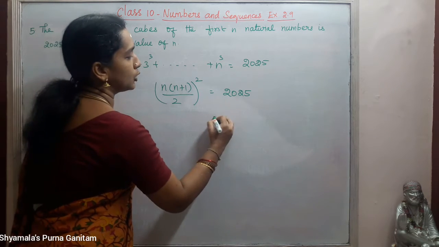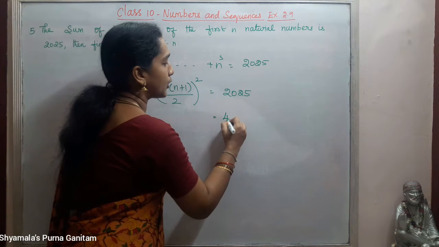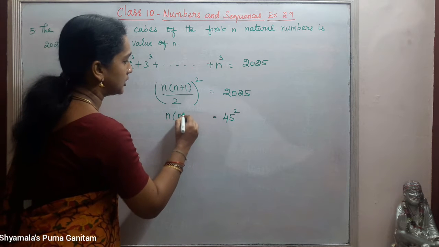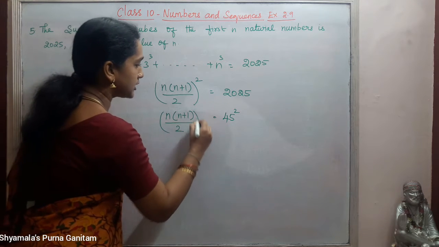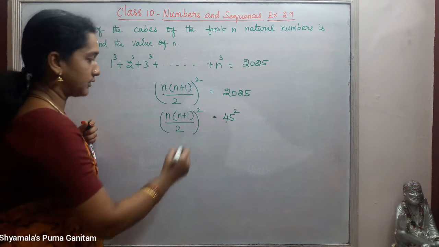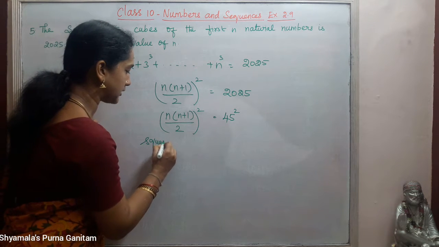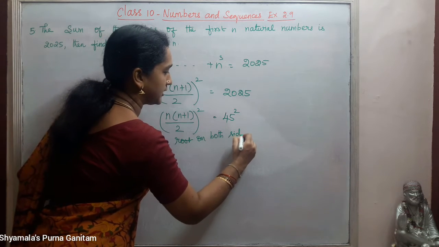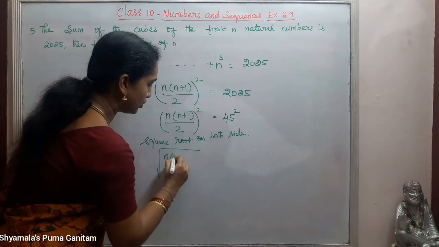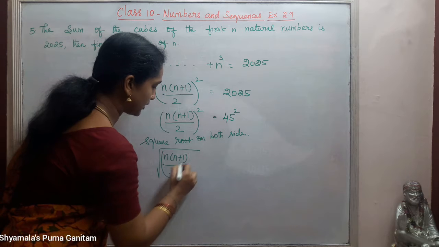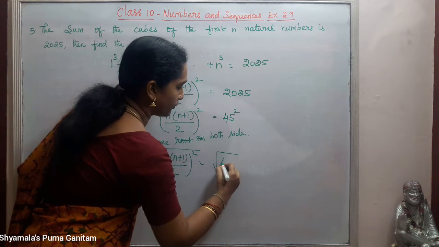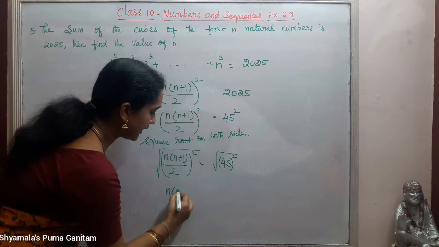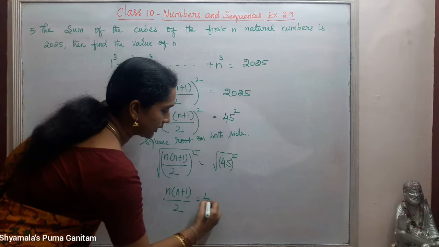So we know that 2025 is 45 square. So 45 into 45 is 2025. So n into n plus 1 by 2, the whole square, is equal to 45 square. So now we will find the square root on both sides. If we take square root on both sides, root of n into n plus 1 by 2 the whole square is equal to root of 45 square. Okay, so the square and root will get cancelled. We will get n into n plus 1 by 2 is equal to 45.